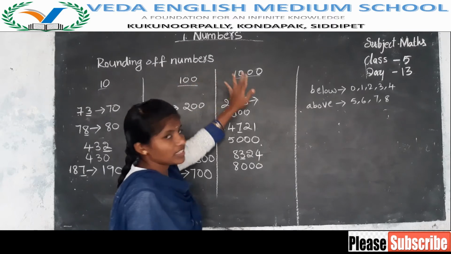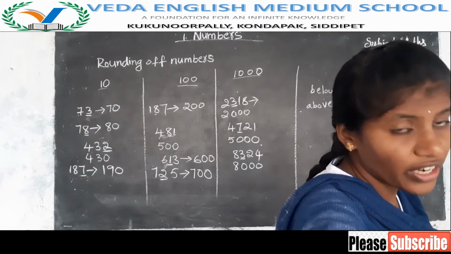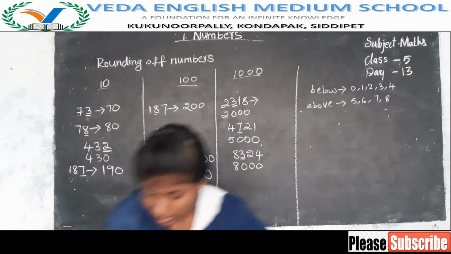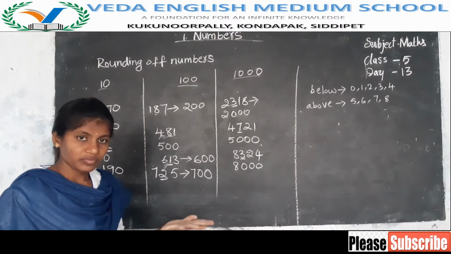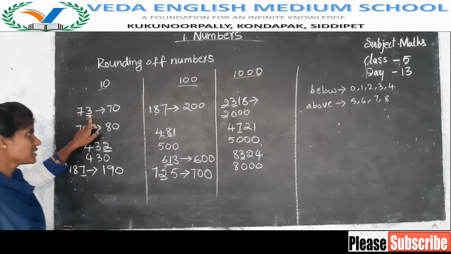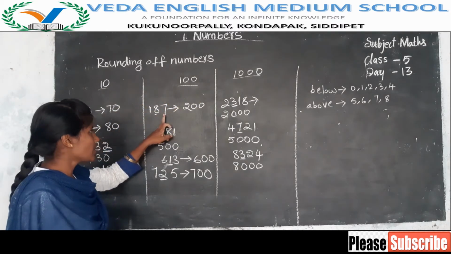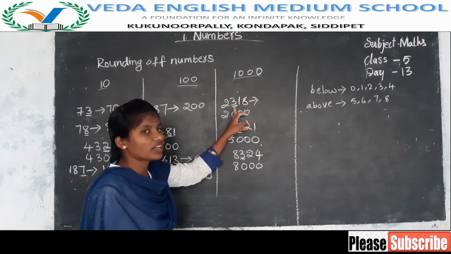Simply, it is round up the following numbers to the nearest tens, nearest hundreds, nearest thousands. So you have to remember. Nearest tens ante vaati mundunna place value check cheyali. Nearest tens means ones place. Nearest hundreds means you have to check the place value of tens. Nearest thousands means you have to check the place value of hundreds.